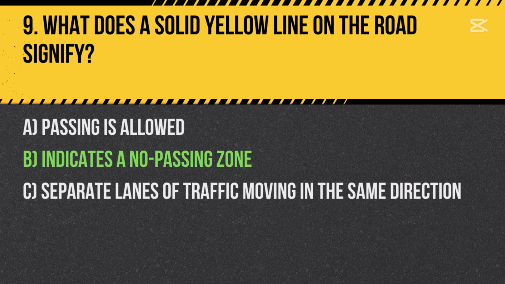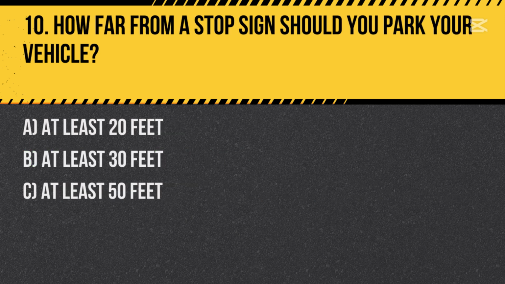Answer. B. Indicates a no passing zone. A solid yellow line on your side of the road means you cannot pass vehicles ahead of you on that stretch of road.